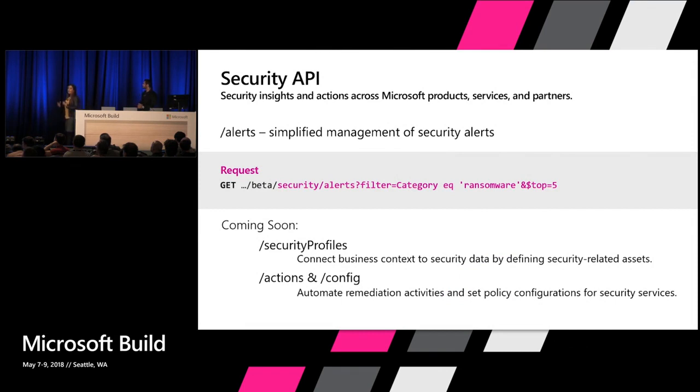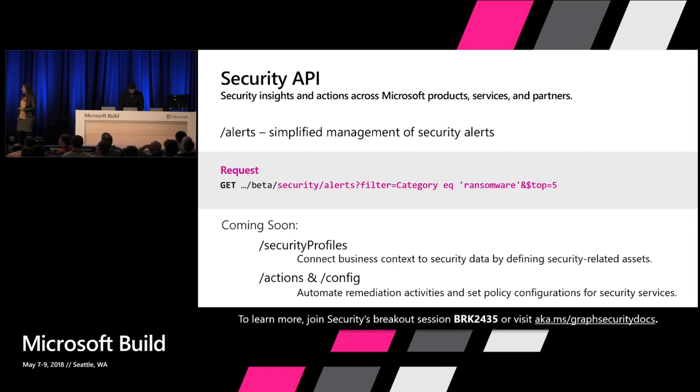OK. The final one that I want to show around the APIs is the security API. So this is a preview that we just released a couple of weeks ago around being able to get alerts from the different security services at Microsoft and also from partners that participate in the ecosystem. The first set of APIs that are part of this security API set is alerts. And then we have a set of APIs that are coming soon around security profiles, actions, and configuration. The breakout session for the security team is actually going on at the same time, so you'll have to catch up on the recording afterwards.